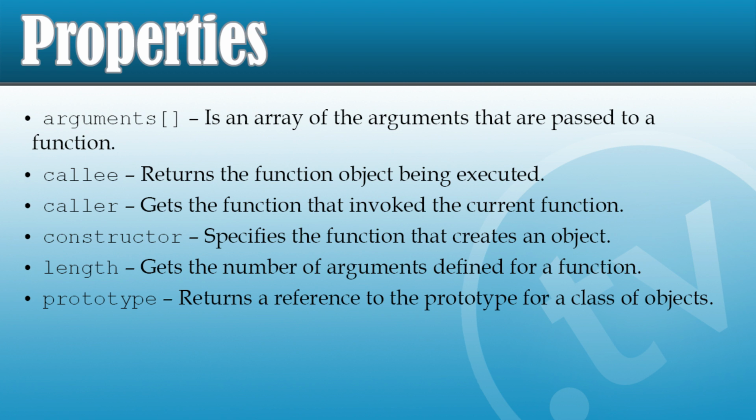The call method calls a method of an object, substituting another object for the current object. The toString method returns a string representation of an object. ValueOf returns the primitive value of the specified object. So let's start with some examples that I have prepared.